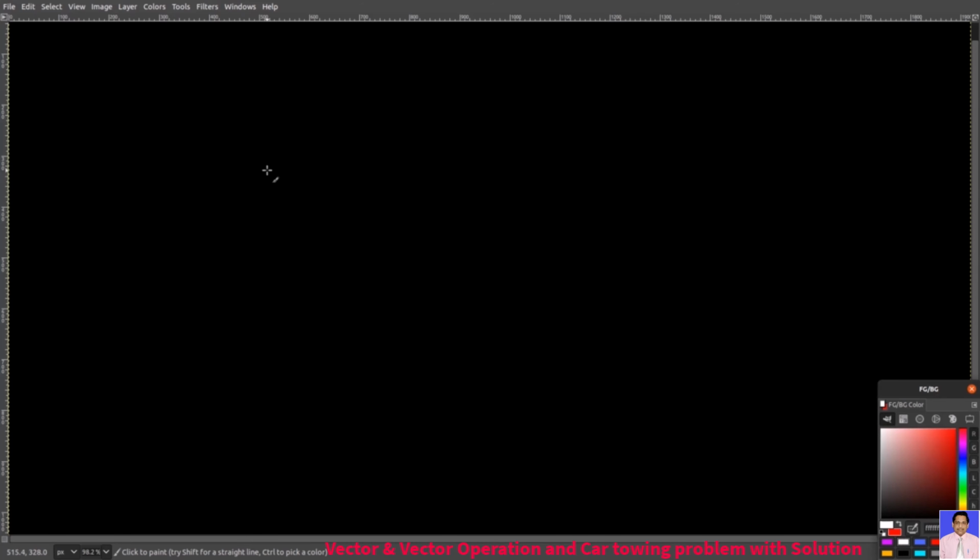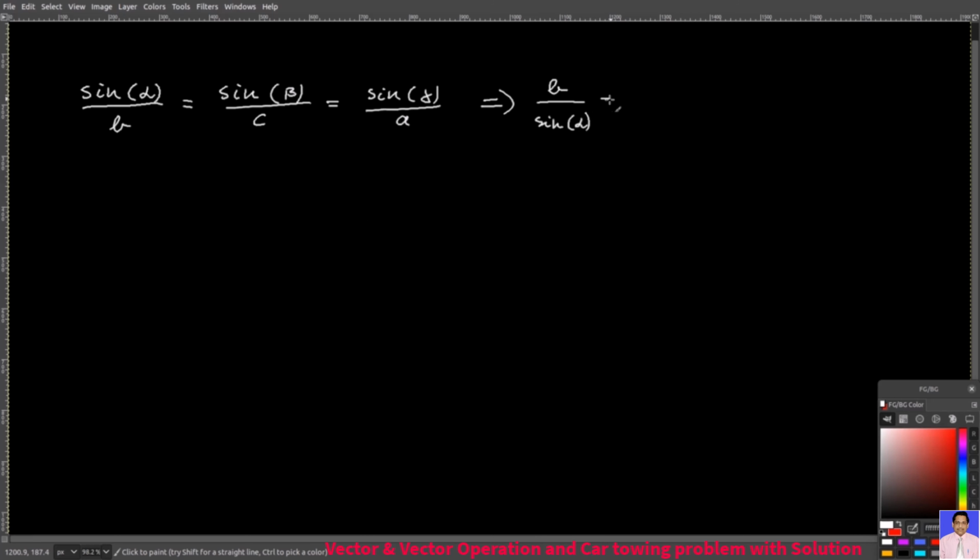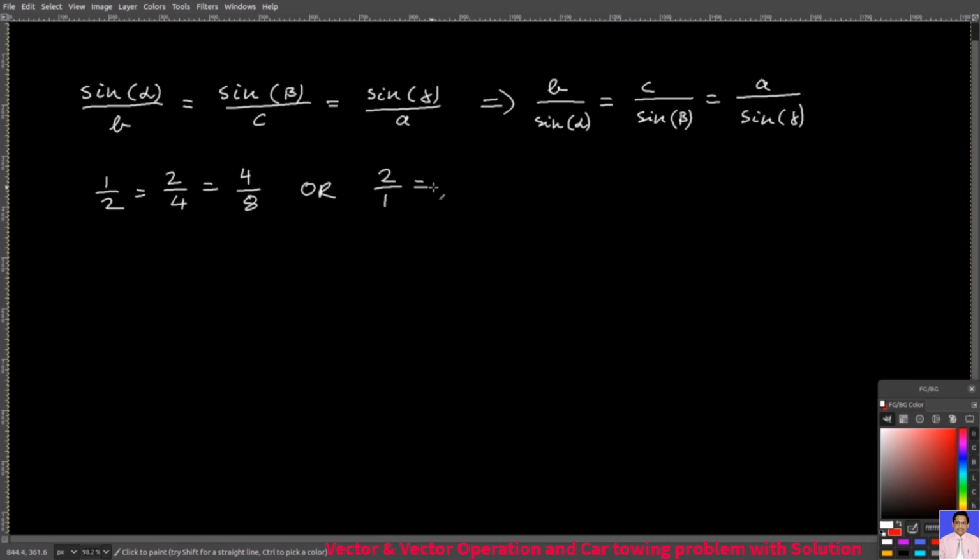Finally, I want to point out two more things. First of all, the sine rule that you have in this form, we can also represent it like this: B over sine alpha equals C over sine beta equals A over sine gamma. So I can simply reverse the numerators and denominators here. It's like 1/2 equals 2 over 4, 4 over 8, or I can also have 2 over 1 equals 4 over 2 equals 8 over 4. The same thing, there is no difference.